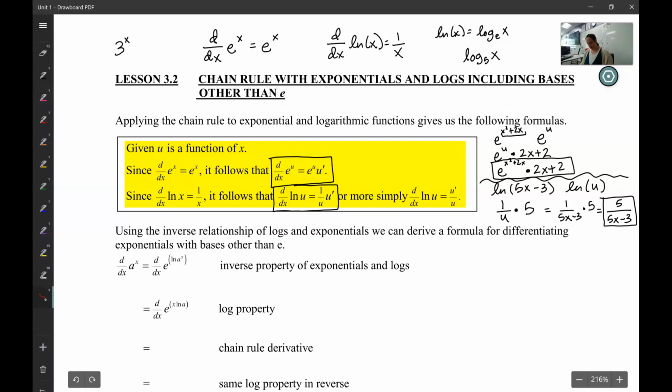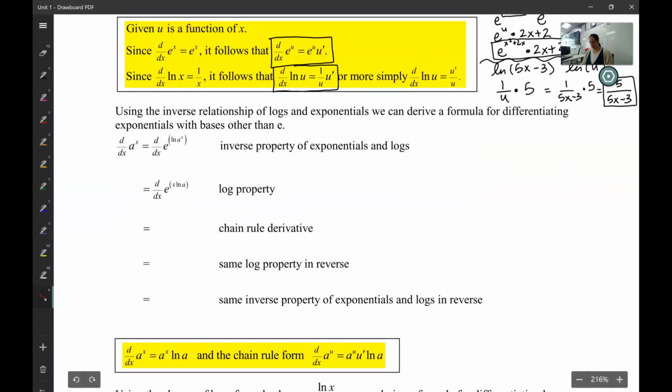And that's where this rule comes in. The derivative of the baby over the baby. That's what that ended up being. So that's the chain rule applied to exponentials and logarithms.